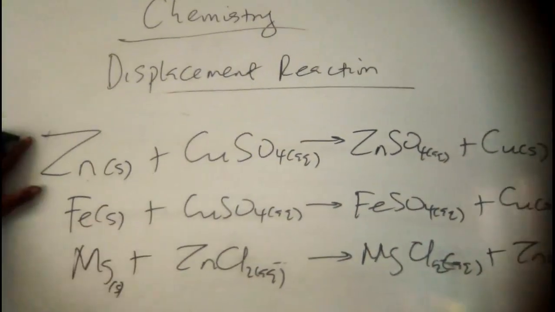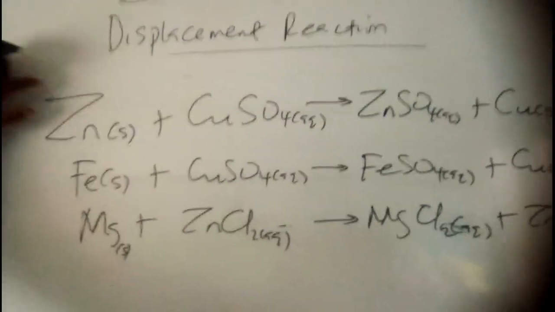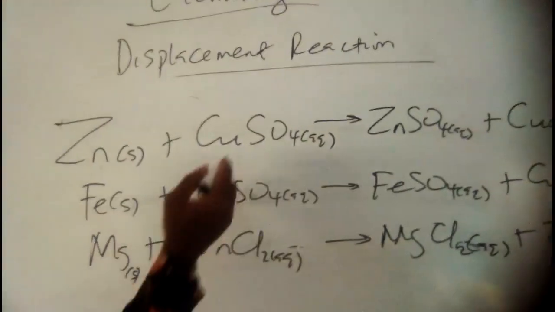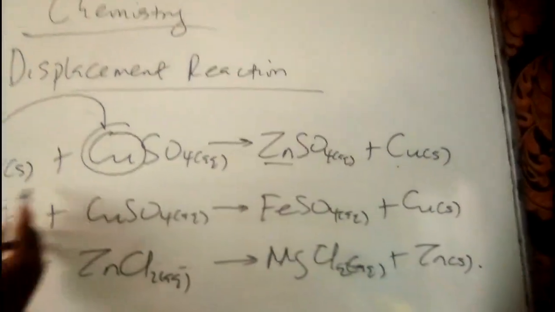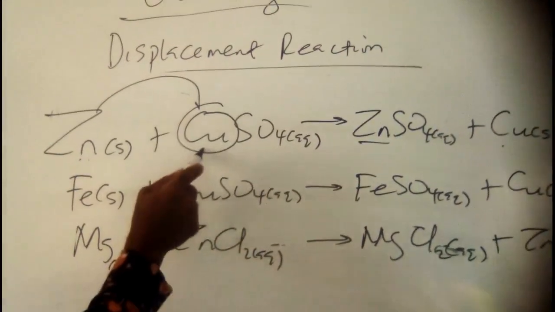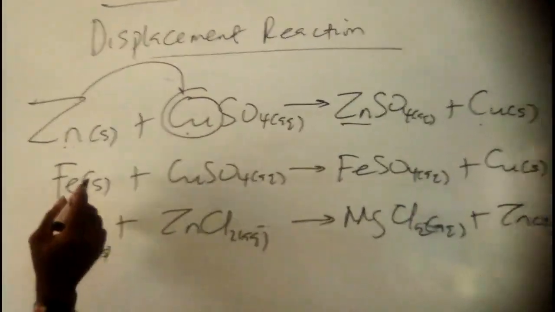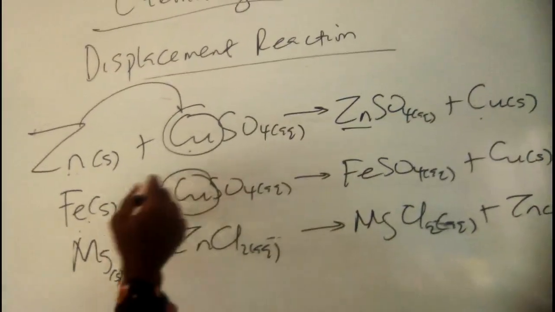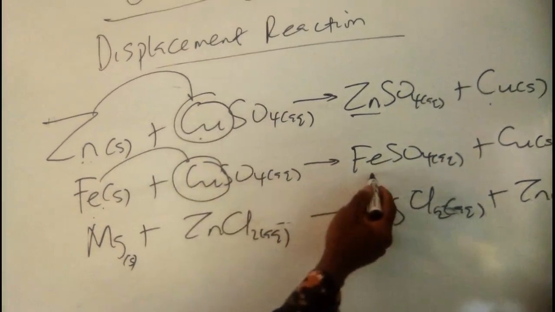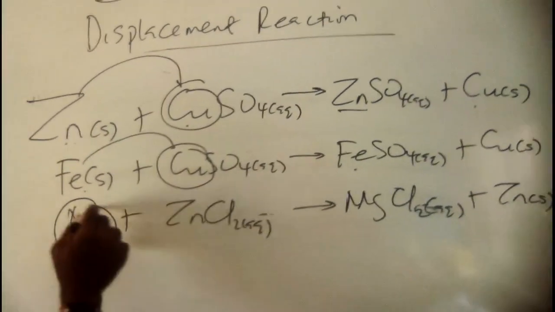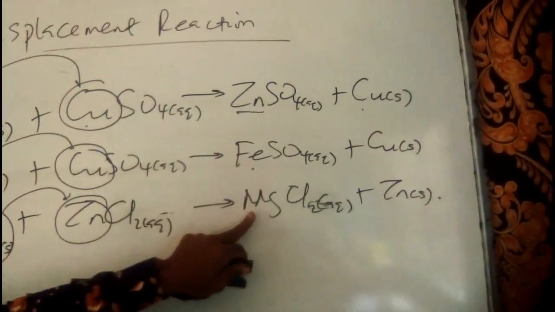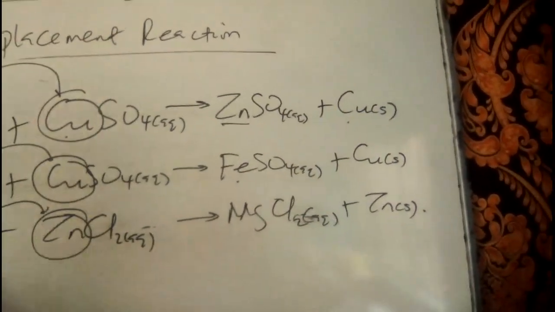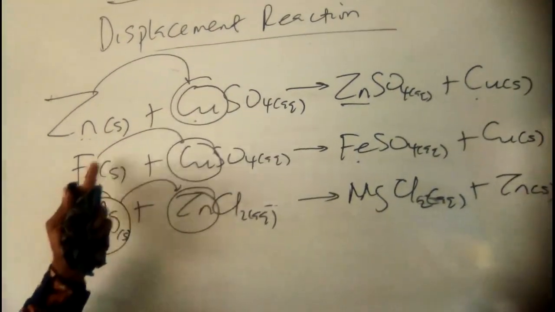So these are some instances of displacement reaction. Look at the first equation. In this reaction, zinc had displaced copper to give you zinc sulfate and copper because zinc is more electropositive or more reactive than copper. Look at the second equation. Iron will be able to displace copper because iron is more reactive than copper. Then magnesium, the third equation, will displace zinc because magnesium is more reactive than zinc. So we observe that these reactions are feasible because the metals coming in are more reactive than the ones they are substituting.